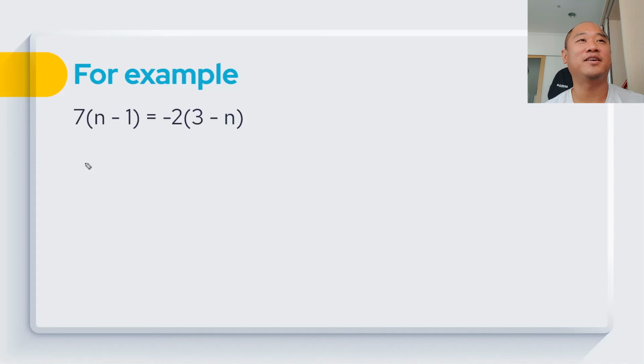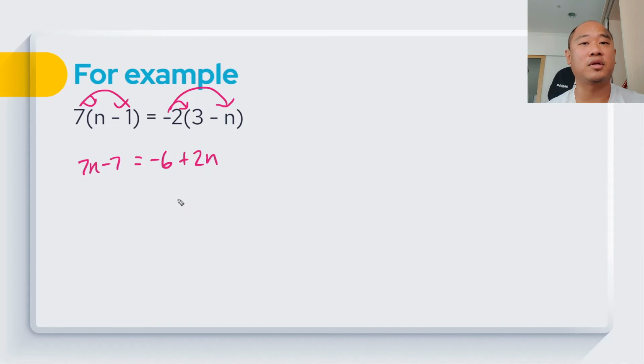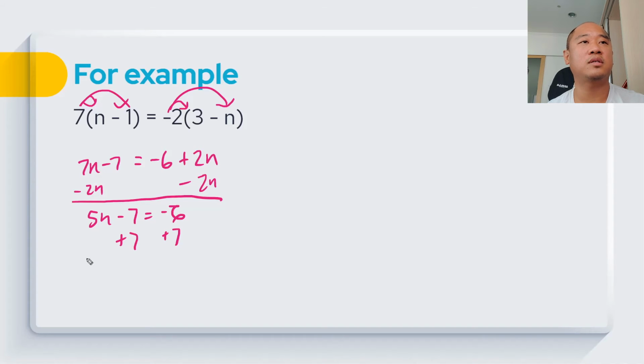Welcome back. All right. So we would distribute on both sides of the equal sign this time. That's 7n minus 7 equals negative 6 plus 2n. Remember, when you multiply a negative and a negative, you get a positive, right? And then we're going to subtract 2n from both sides to get 5n minus 7 equals negative 6. Add 7 to both sides. 5n equals 1. Divide by 5 on both sides. n equals 1 over 5.